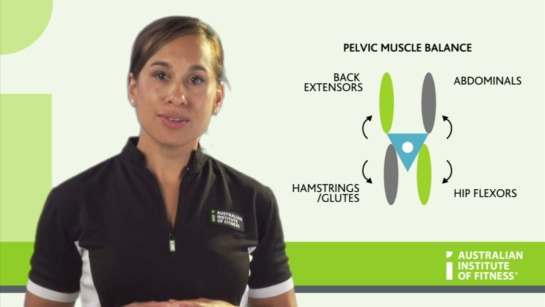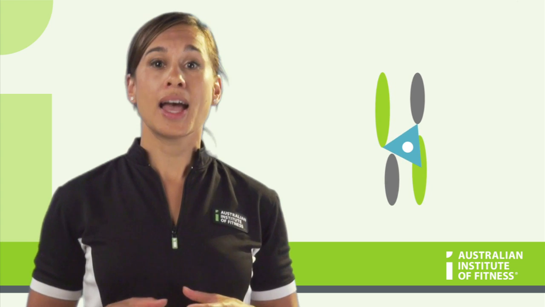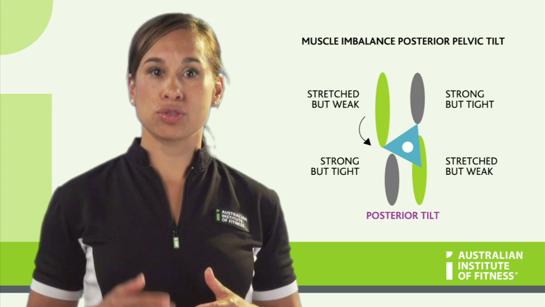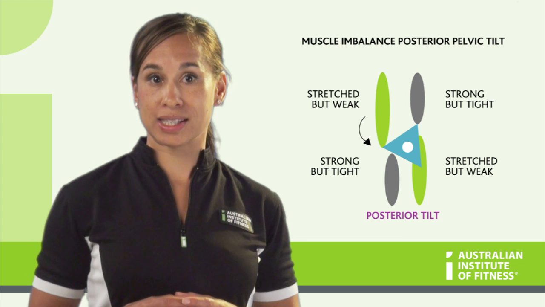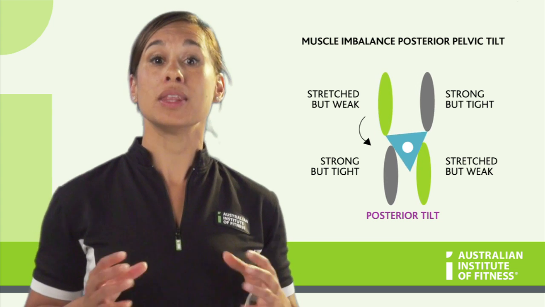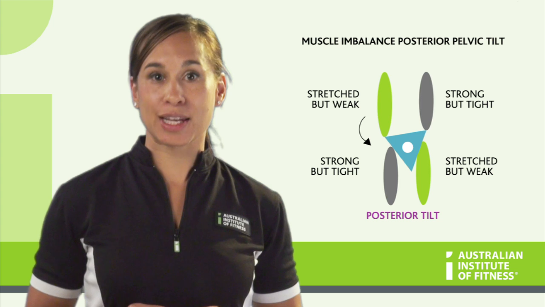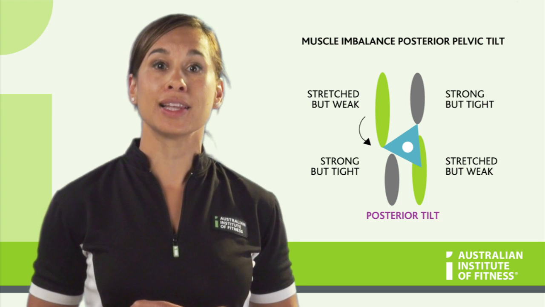So in a posterior tilt, the muscles which are tight and thus pulling the pelvis into position are the hamstrings and the rectus abdominis. These will need stretching and releasing. And the muscles that are lengthened and weak are the hip flexors and the erector spinae group. So these will need strengthening. You will also typically see that a person with a posterior tilt will also have an associated flat back in the lumbar region.